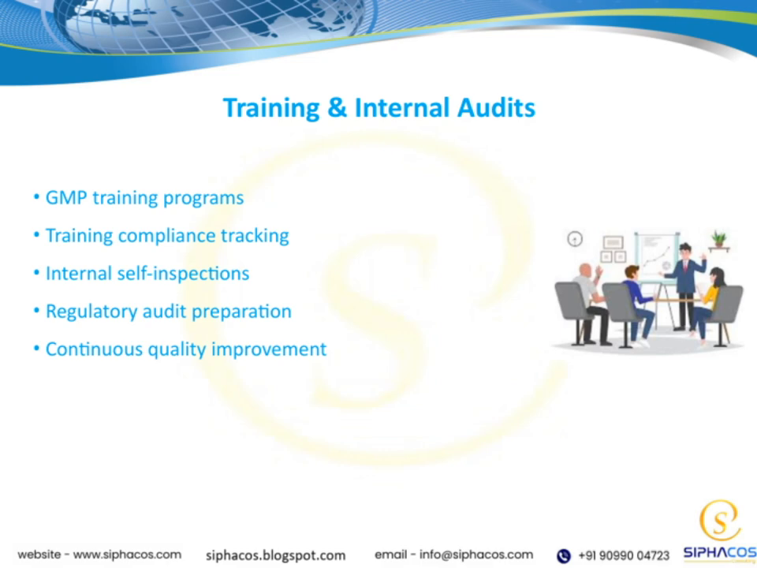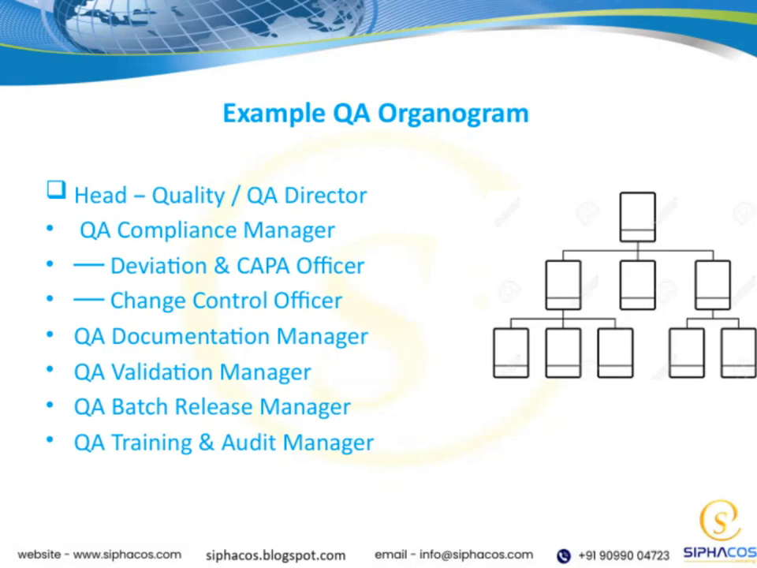Let's take a closer look at this example QA organogram. At the top, we have the head or QA director, who oversees the entire quality assurance function. Reporting directly to them are key managers responsible for different areas.